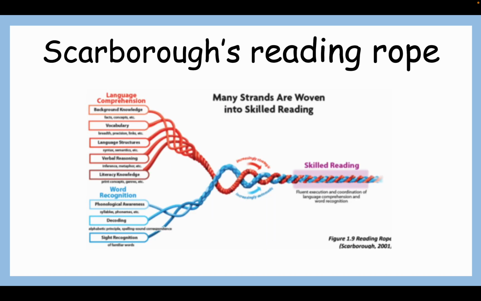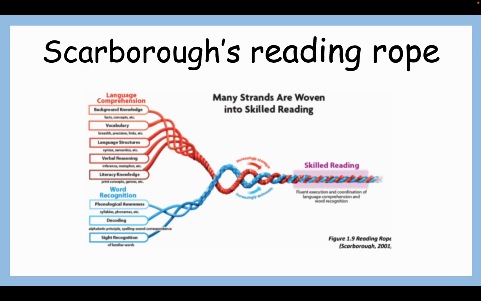Scarborough's reading rope takes that simple view of reading and expands on it a little bit. So the red part is language comprehension. This includes background knowledge, facts, concepts, vocabulary, the breadth and precision, language structures, the syntax, semantics, verbal reasoning, things like metaphor, making inferences, and literacy knowledge, like print concepts, genres.